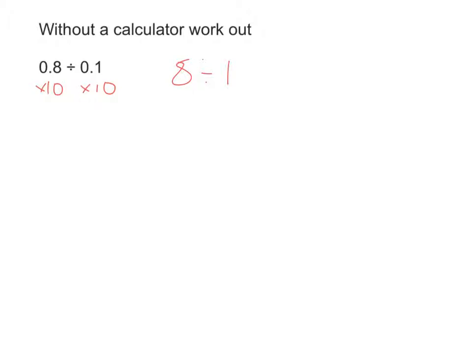Now, before, in multiplication, we started changing things back. The beautiful thing about division is we don't have to. This gets you the same answer. Clearly 8 divided by 1 is 8, so that is my final answer.